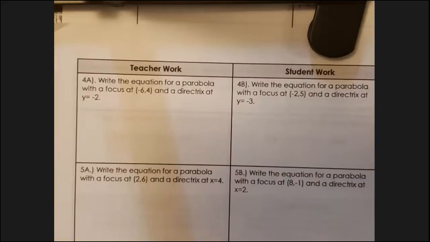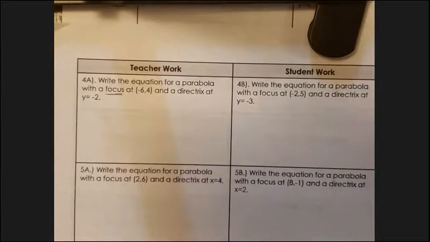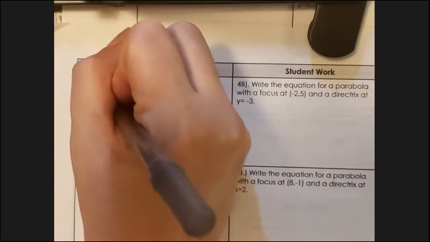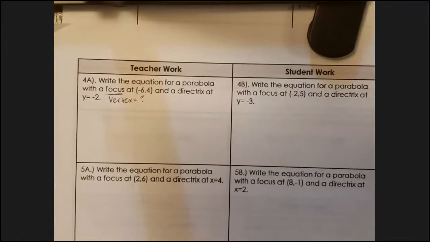All right, so 4a says write the equation for a parabola with a focus at -6, 4 and a directrix at y equals -2. So the focus is different. We've been given the vertex all along. We need the vertex. I want to make sure that we remember we need the vertex for our formula. So again, I'm going to take about half of the space and I'm going to draw a picture.